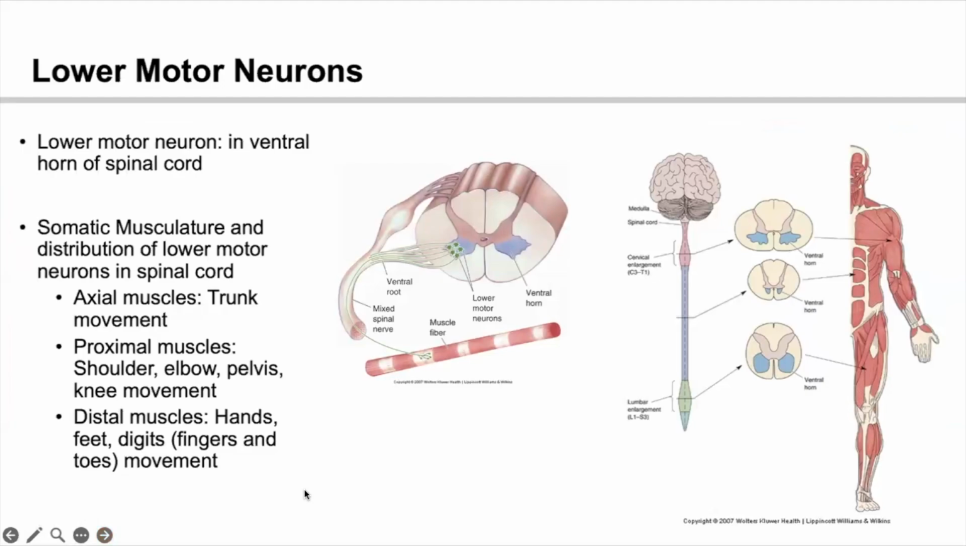So the next part is on lower motor neurons. This is the last part of how the entire control of movement takes place. We started from ascending neurons. These are the sensory neurons which take in information. It is processed in the spinal cord, and then from the ventral root, it comes out.